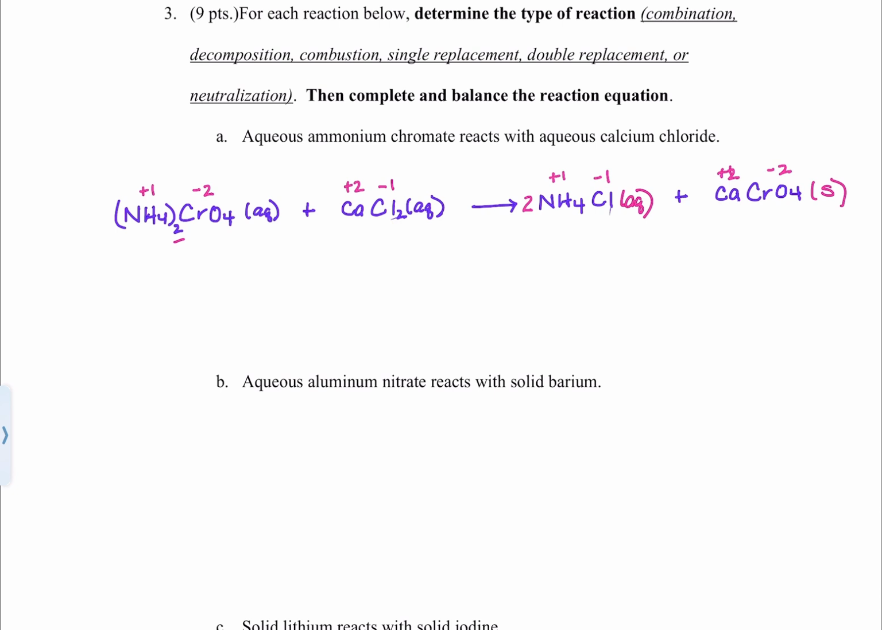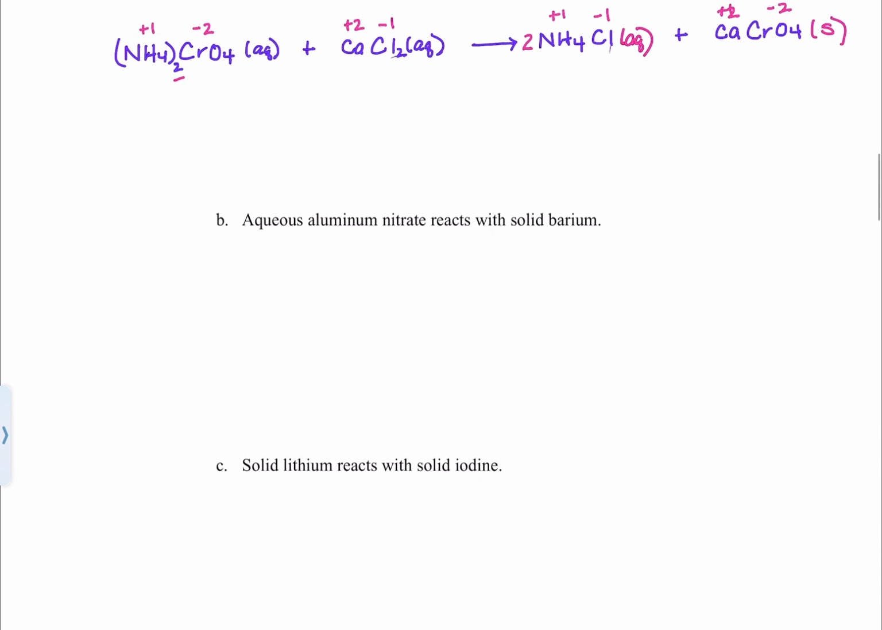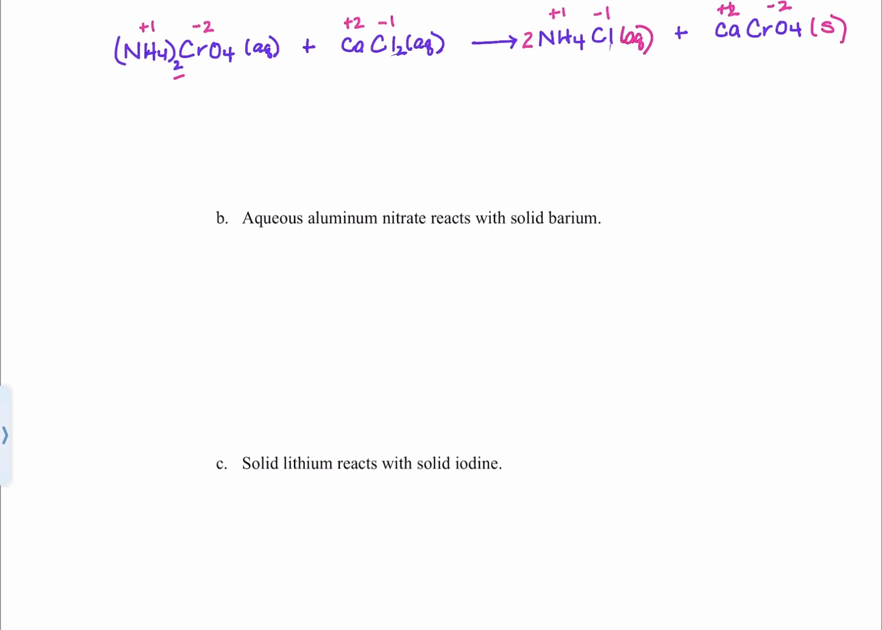So make sure you know your polyatomic ions, what charges they represent, write your compounds correctly, write your products, make sure your product compounds are balanced as far as charges go, make sure your entire chemical reaction is balanced, and when you're working with double replacement, make sure you're looking at the solubility rules to determine the state of your matter. Okay, next one is aqueous aluminum nitrate reacts with solid barium.